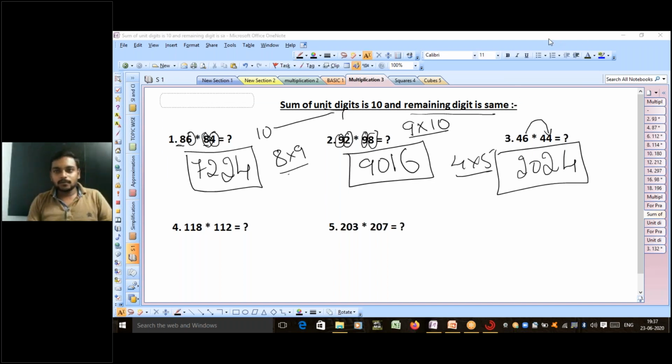Just let me know your answer for the 4th one and 5th one. Just try to make it fast. 118 into 112, 203 into 207. Observe the numbers. Here the sum of unit digits. The unit digit means this 8, the first number from the right hand side, 8 and 2.